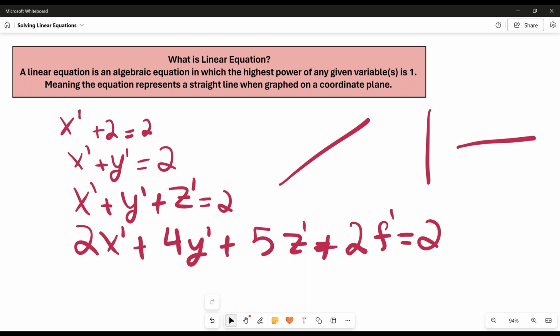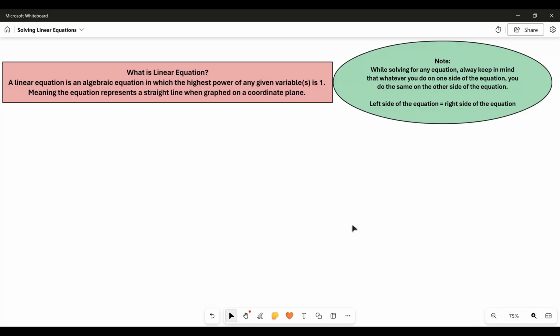There is something very important that you're going to have to keep in your mind while you're solving for any kind of equation, whether it's linear or nonlinear. That is, whatever you do on one side of the equation, you have to do on the other side of the equation. How do you know which side you're on? When you see the equal sign. The equal sign is like the wall. That's what separates the equation.